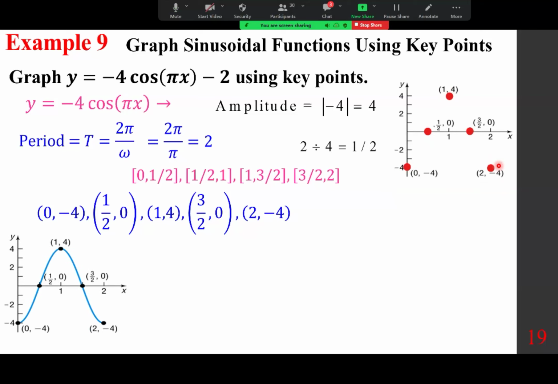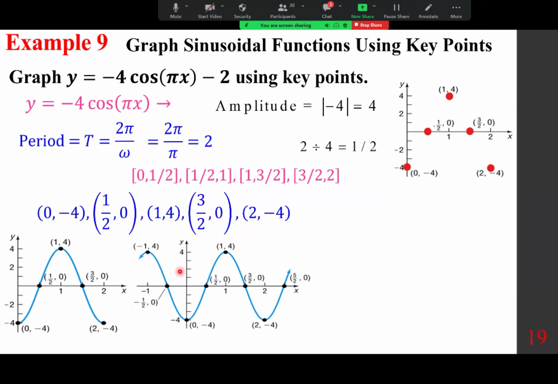It's a smooth graph. And now you're going to go indefinitely on both sides. This is one cycle. This is the cosine function, y equals minus 4 cosine pi x. So far we've done this, but this is what we want.